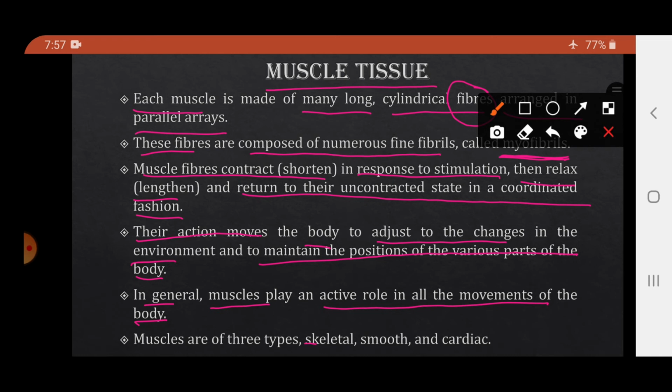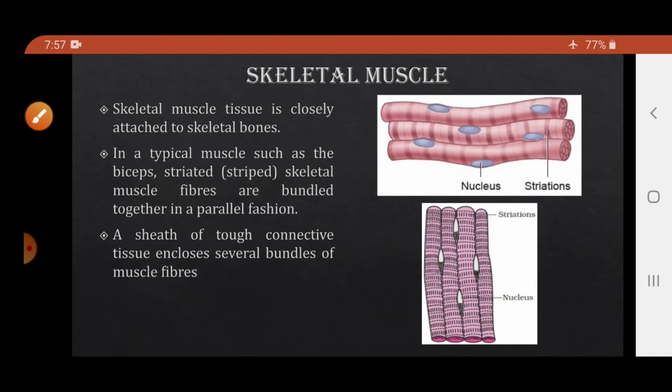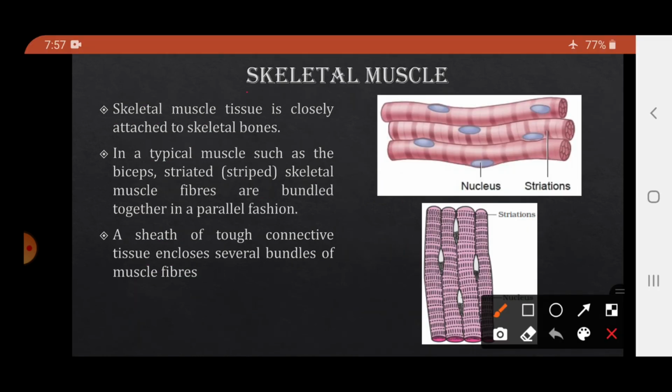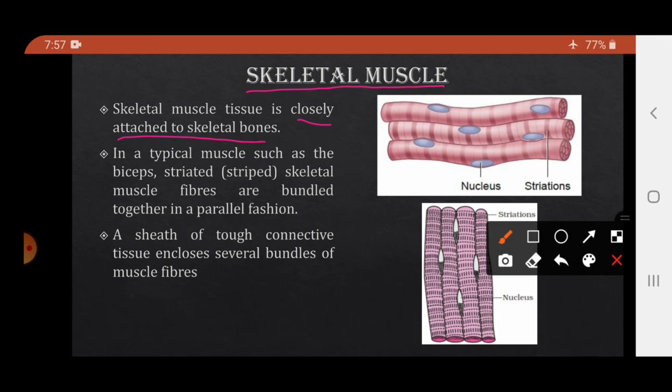Now ये muscles 3 टाइप के होते हैं: skeletal, smooth and cardiac. There are 3 types of the muscles. One is skeletal, another one is smooth, and lastly cardiac. So first of all, let us study regarding the skeletal muscle. So the skeletal muscle is closely attached to the skeletal bones. अभी देखो, इसको skeletal muscle क्यों बोला है? ये वाला muscles किसके साथ attached है? Bone के साथ attached है. As these muscles are attached to the bones, they are called the skeletal muscles.